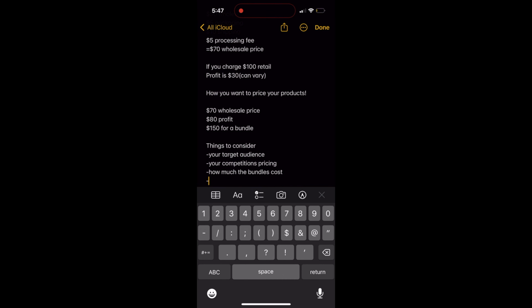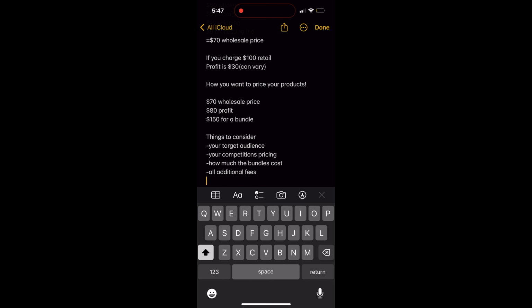What are your competition's prices? So understand who your competition is. How much are each of the bundles actually costing you? And then all additional fees, things of that nature. Once you've gathered all of that information, you can then make an informed decision on what your retail pricing should be. If you don't tackle all of these, then you won't.